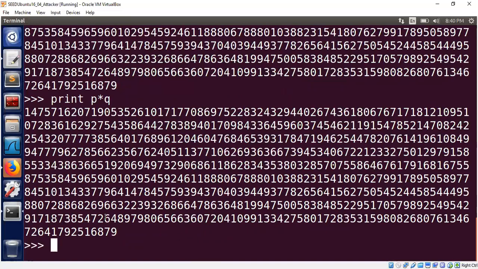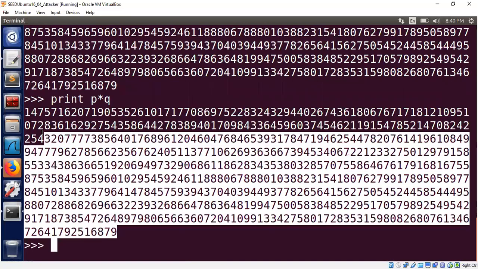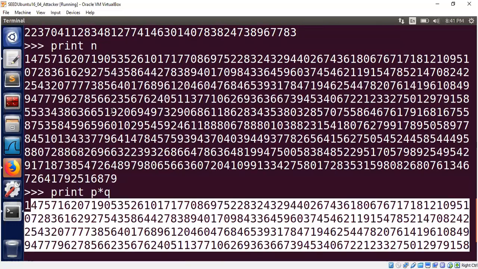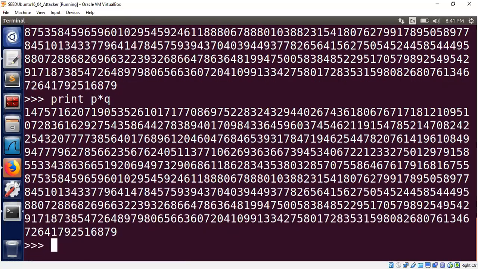We can now quickly compare whether they are equal or not. Well, it looks like they are equal. See here, all of these, and we can check. Yeah, it's all the same. So we now found a way to factor our composite number n and are able to find the prime factors p and q.